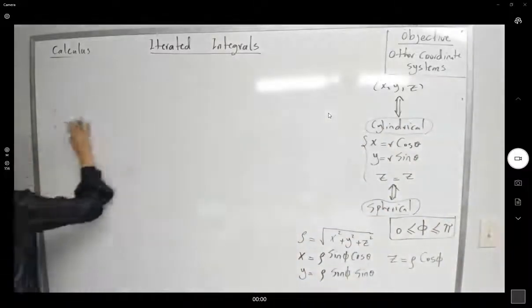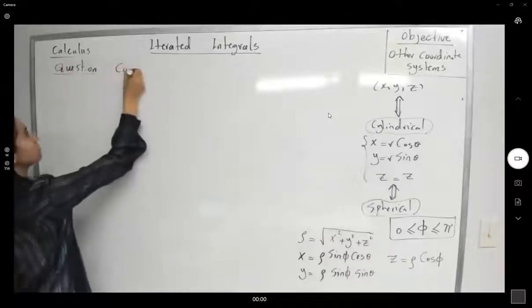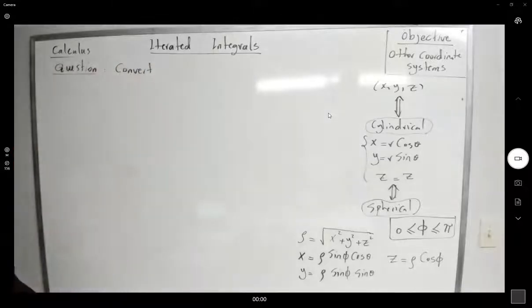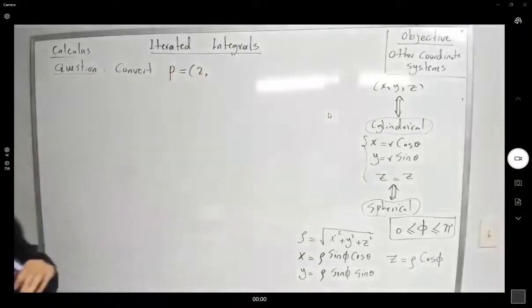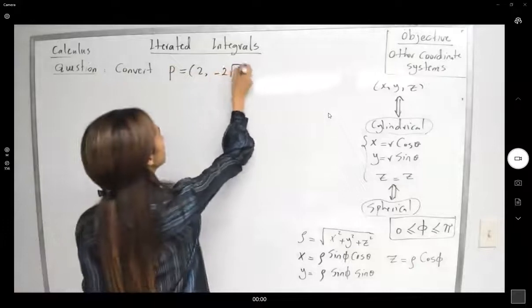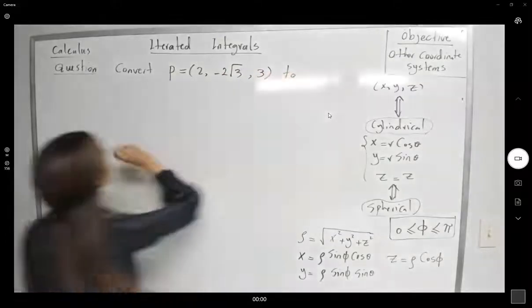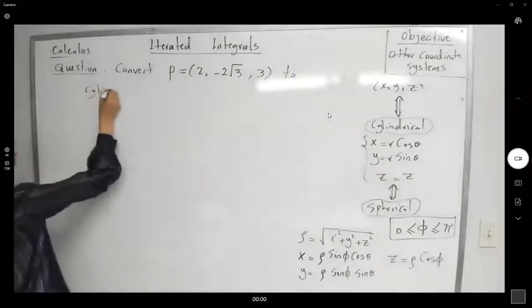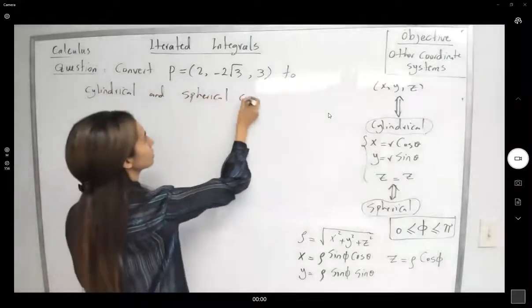Question. Convert point P, -2 square root of 3 and 3, to cylindrical and spherical coordinates.